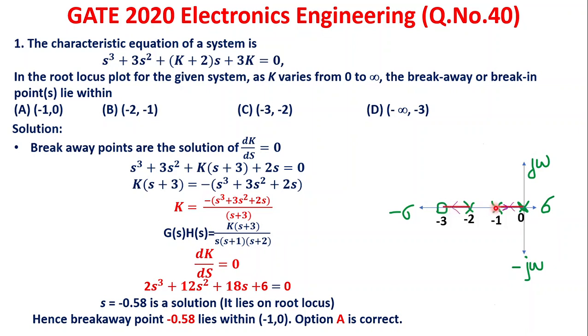So which is clearly indicating that there is a breakaway point between these two, because the root locus starting from this and starting from this, they break away and then they leave. So minus 0.58 is definitely a solution. Therefore, it is within the range minus 1 to 0. So option A is correct. We could have come to a conclusion on this even without solving this, just by seeing the root locus on the real axis.